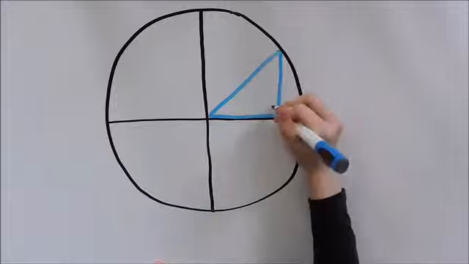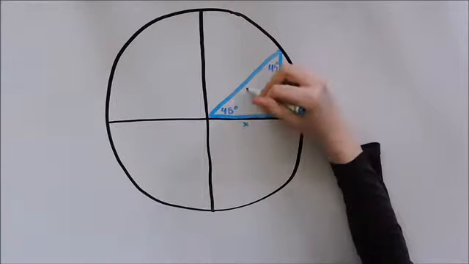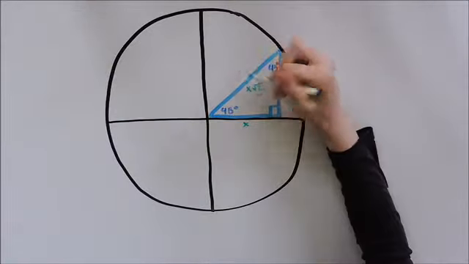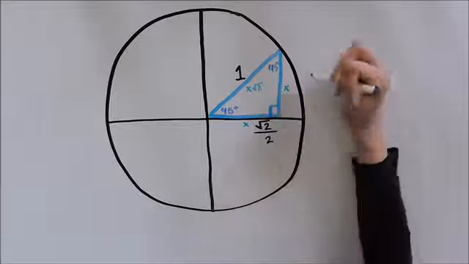Imagine this circle with a radius of 1 unit. Let's take the 45-45 triangle first and place it in the circle. If we have the hypotenuse going from the origin to a point on the circle like this, we will know that our hypotenuse value is 1 because the radius is 1.